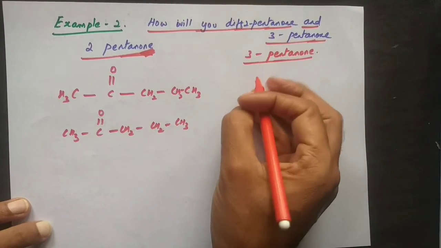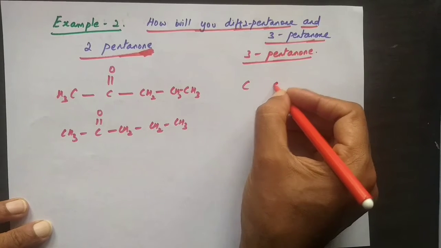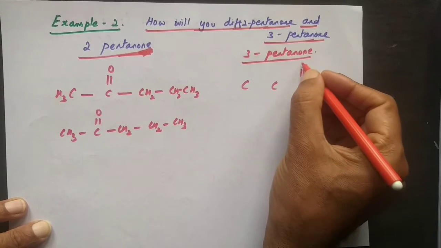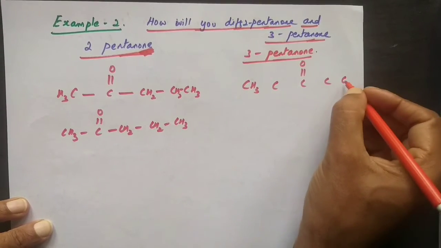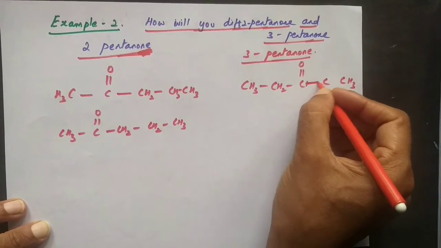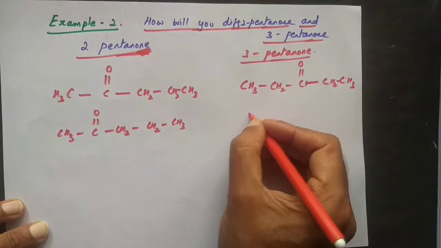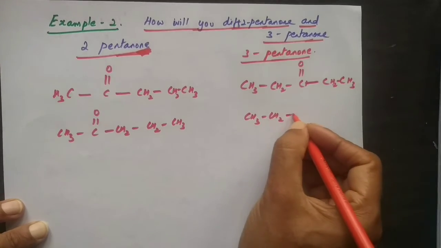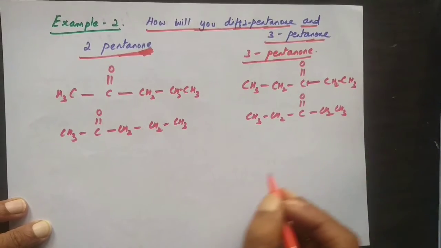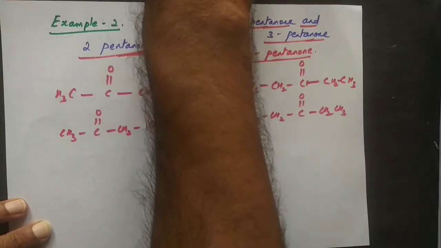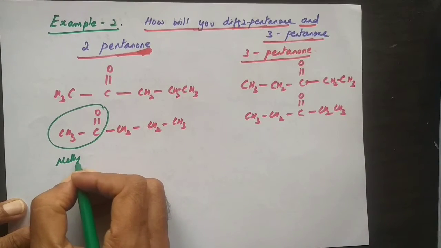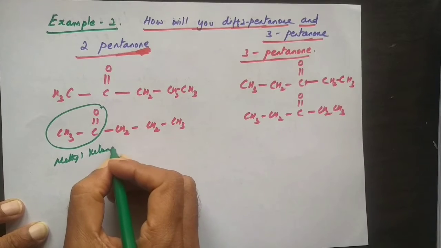CH3. 3-pentanone, carbon 1, 2, 3, 4, 5 carbons. Because 3-pentanone, the third carbon will make a double bond over here. So naturally this will be CH3, this will be CH3. So it will be H2 and here it will be H2. So the structure will be CH3, CH2, C double bond O. Then we got the CH2 and the CH3. So clearly it indicates here we got the methyl ketone group in 2-pentanone. Here we got the methyl ketone group is present here.